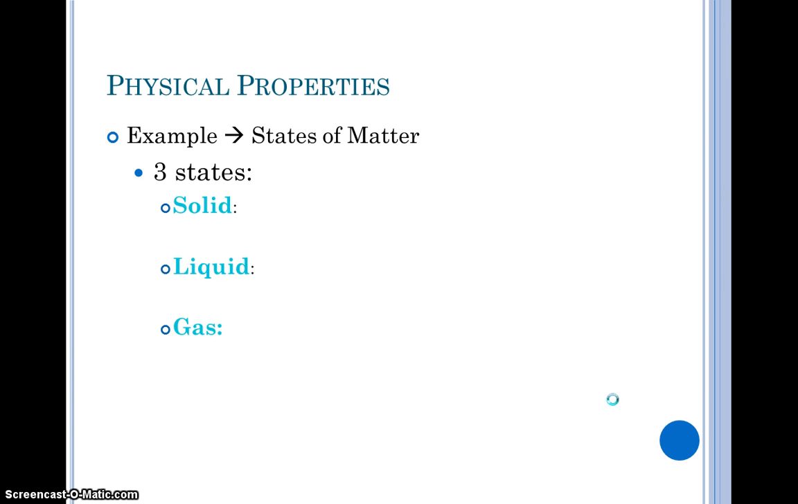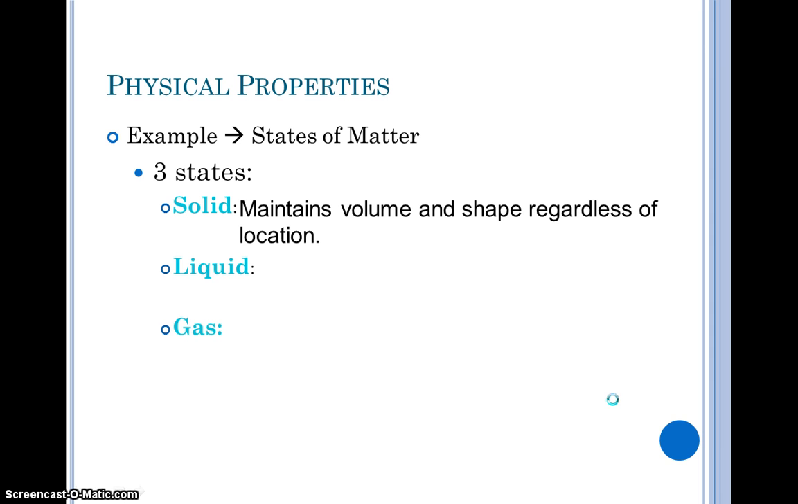Now, one thing that will always be a physical property that we can use as a descriptor will be your state of matter. So in chemistry, we focus on the three main states of matter: solids, liquids, and gases. So let's do a quick review of what those words mean. Now, I know you've all learned these, so just bear with me.